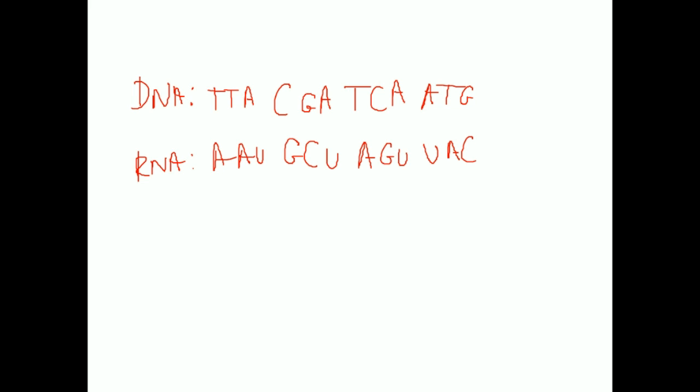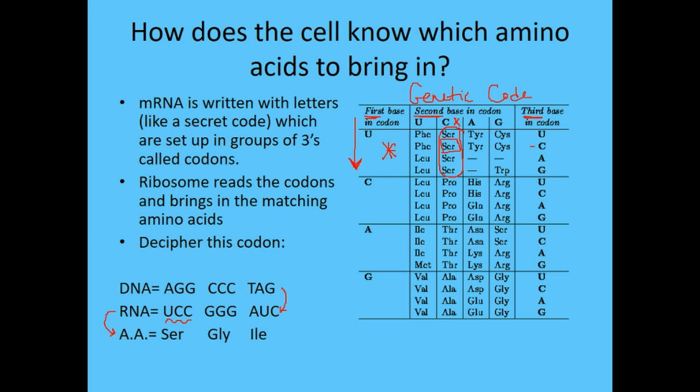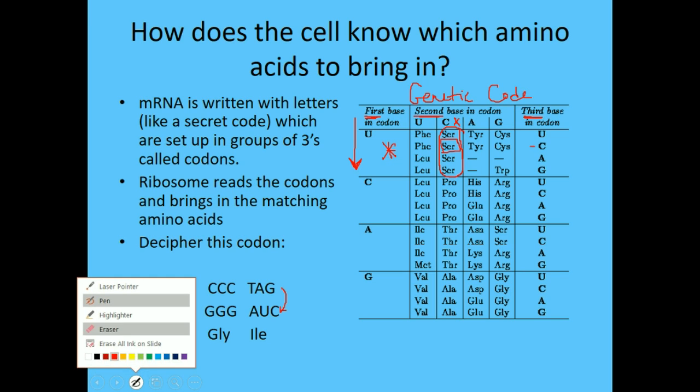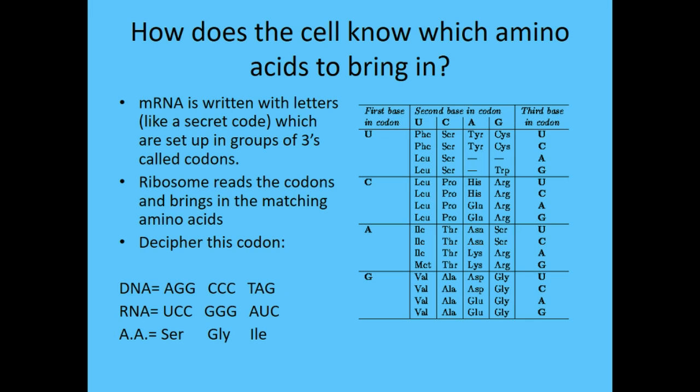Alright, so let's actually go back and look at that real quick. We're going to go back. Alright, so we're going to take that sequence we had. Let's clear everything off the screen here. We're going to take that sequence. Now this is RNA. Okay, so this is the RNA sequence that we had, which was AAU, GCU, AGU, UAC. Okay, I want to make sure that I copied that correctly. Yes, I did.